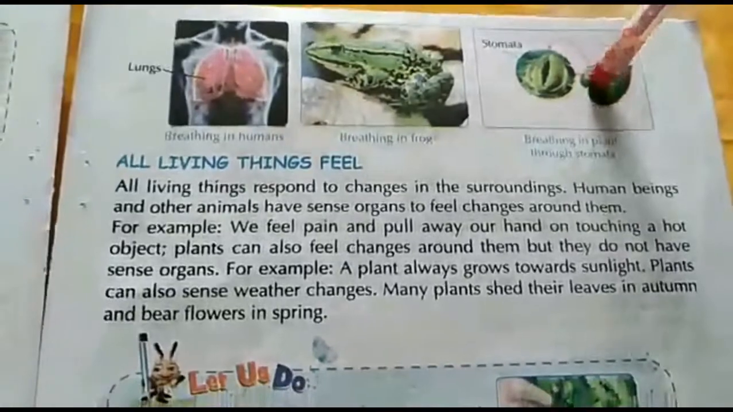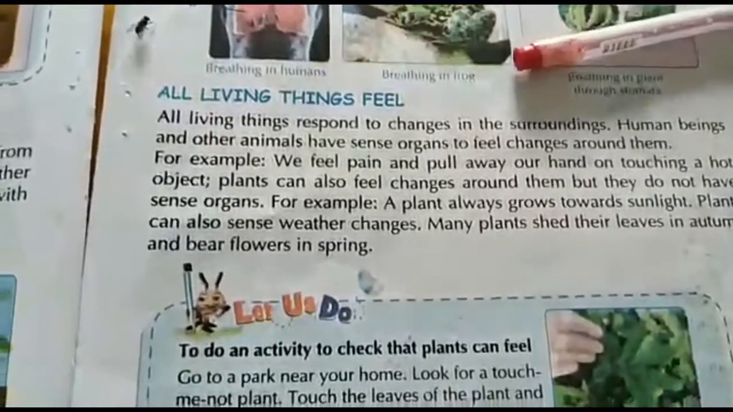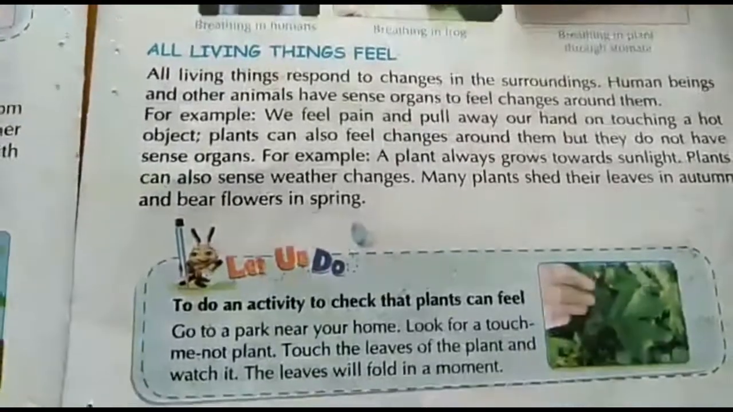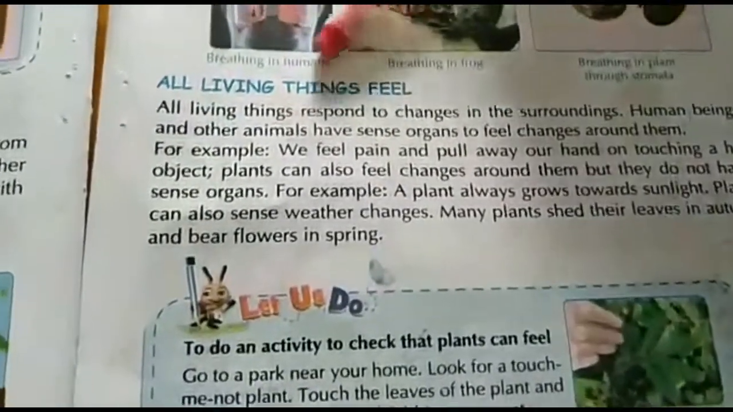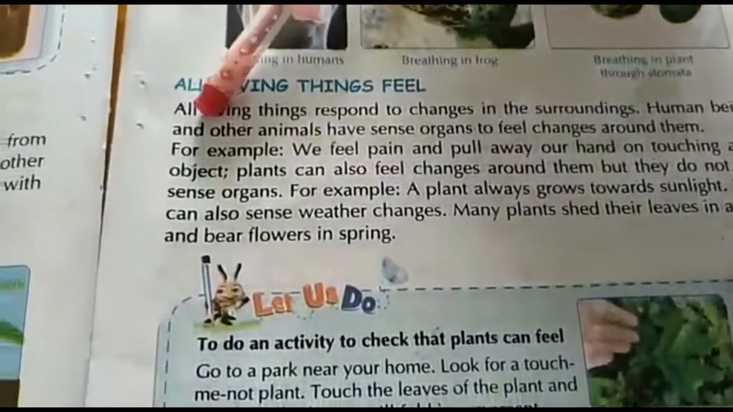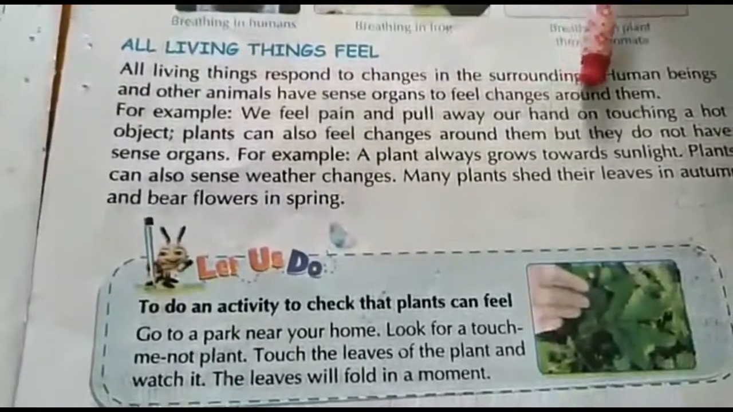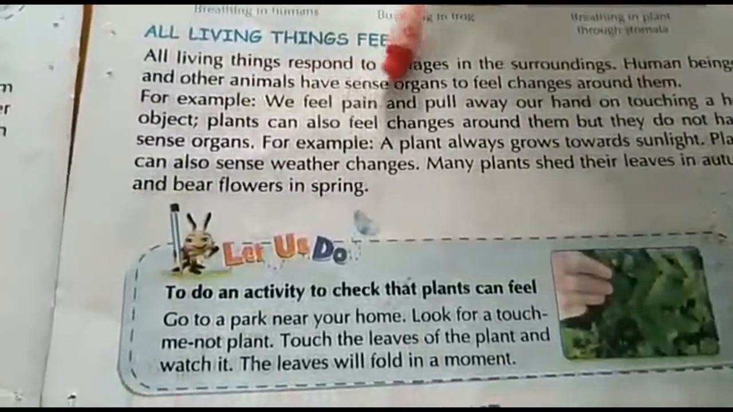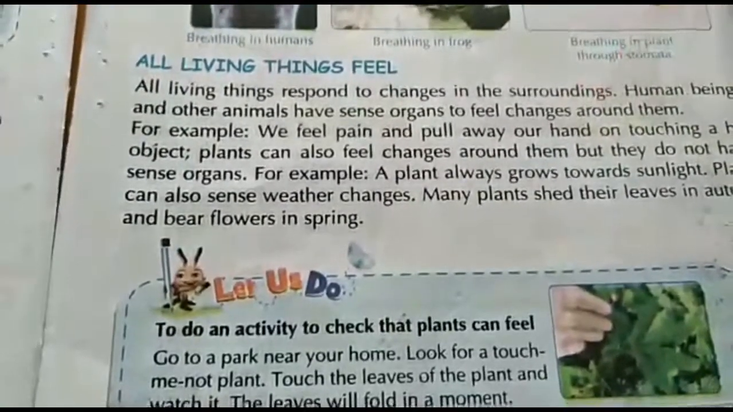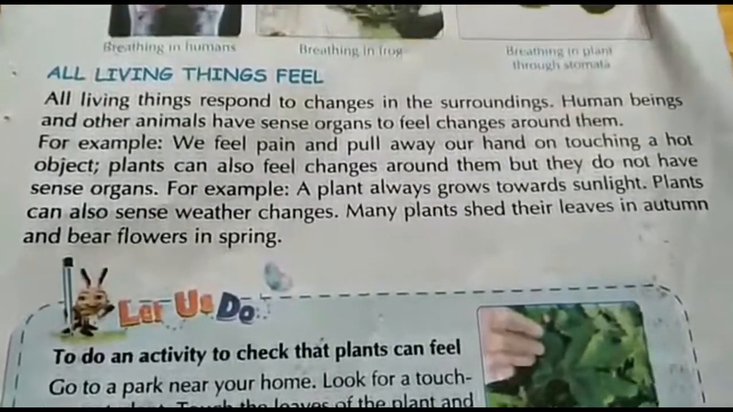And the next feature of living things is that they feel. All living things feel. Have you observed, when you are playing with your friends, if you fall down on the ground, what happens? You feel pain. How do you feel? That is, there is a change. Human beings and other animals have sense organs to feel changes around them. For example, we feel pain and pull away our head on touching. When you touch a hot object, we feel hot.